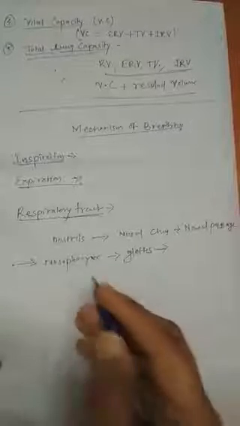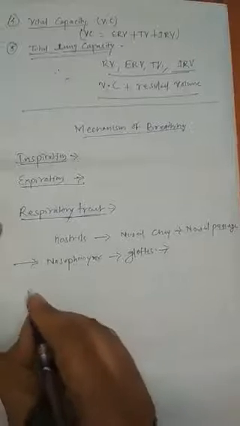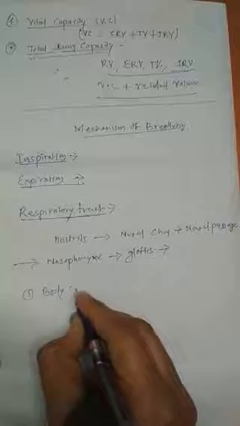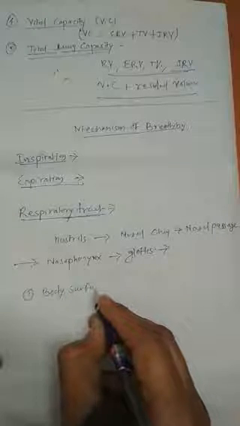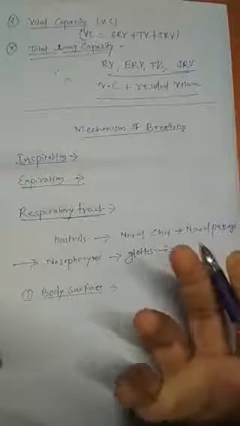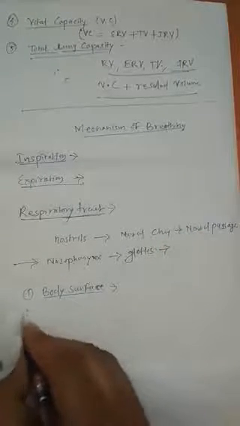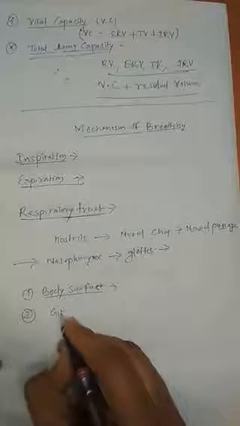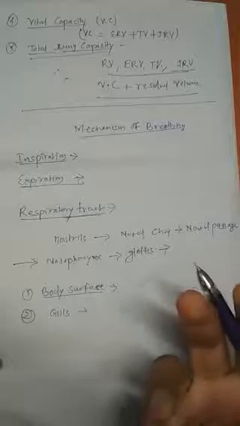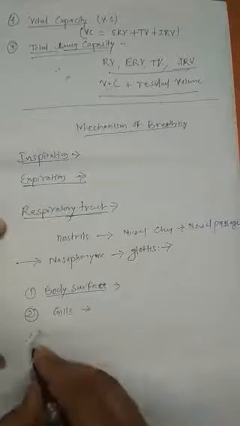Now some respiratory organs in animals. Number one, body surface. Example, protozoans, annelids, frogs, etc. Number 2, gills: fishes, tadpole stage of frog, and many other aquatic animals.